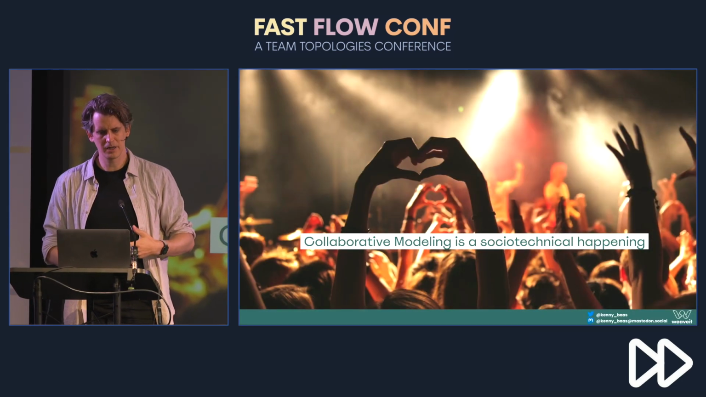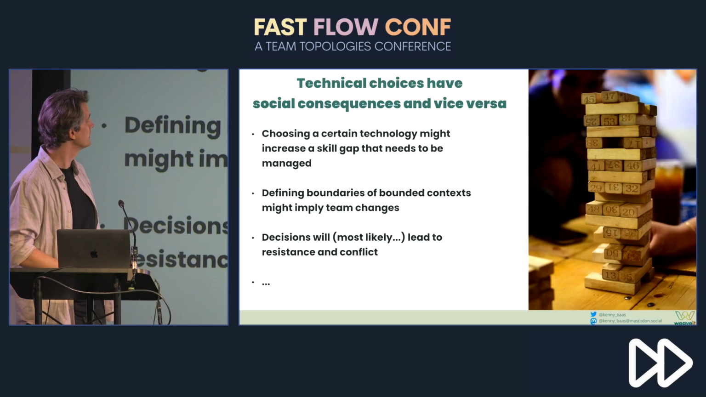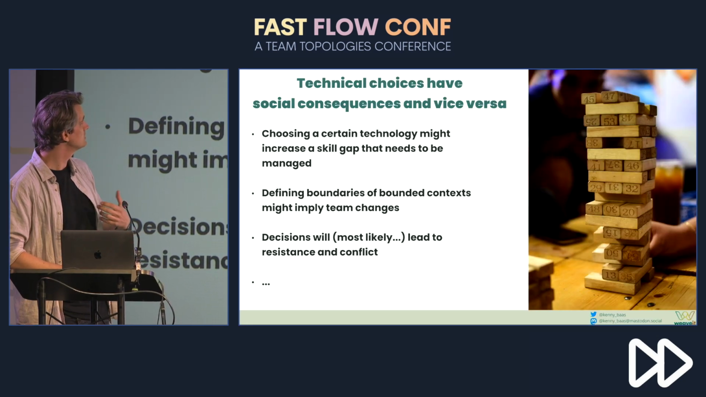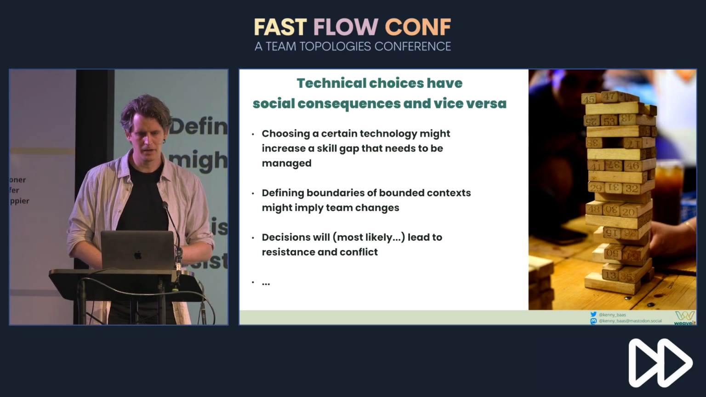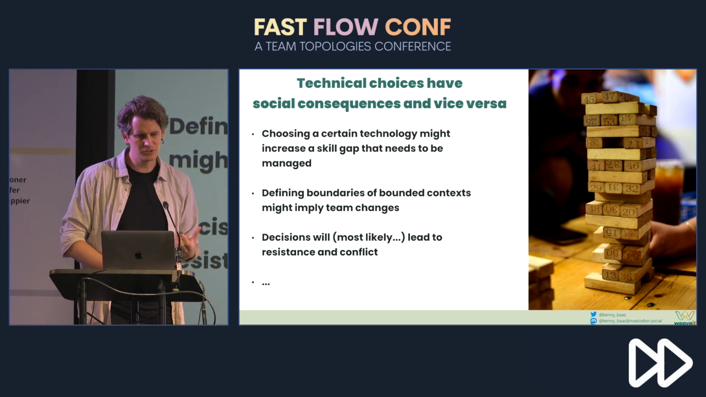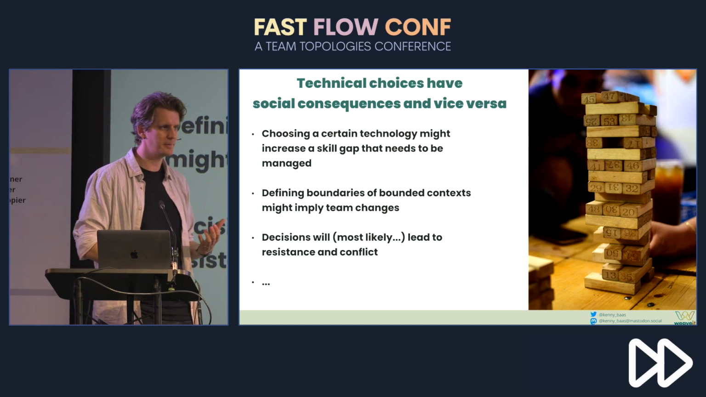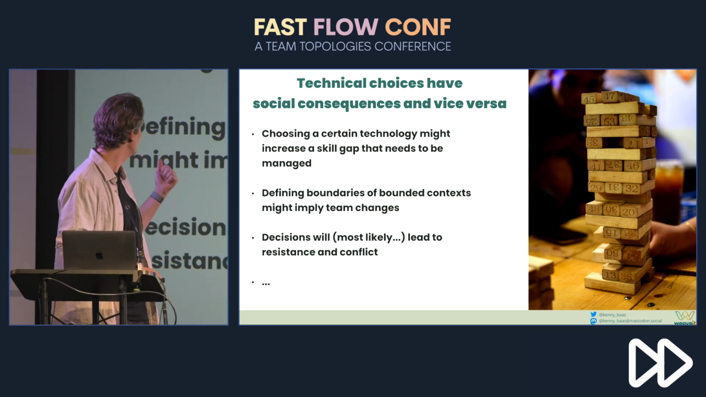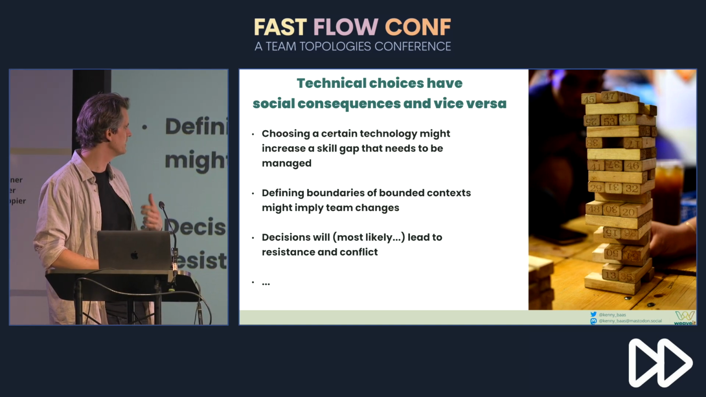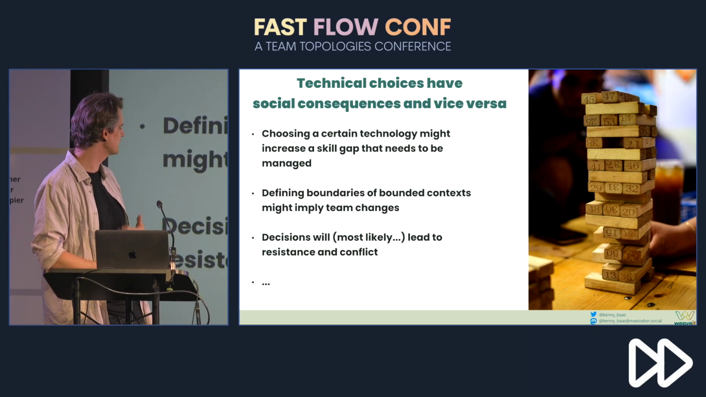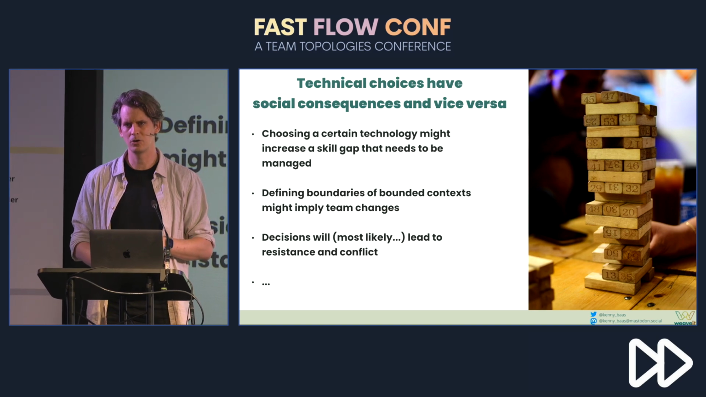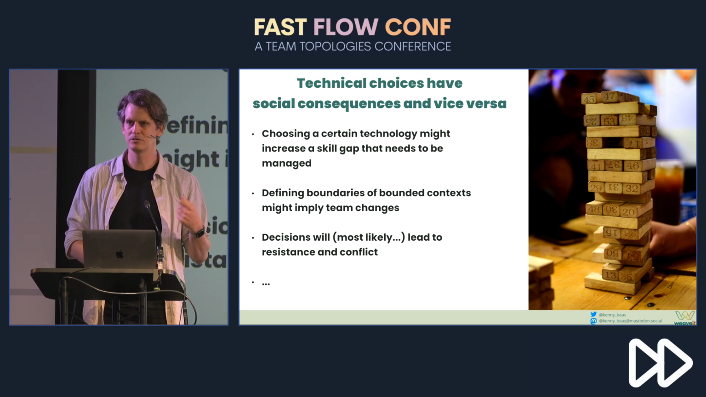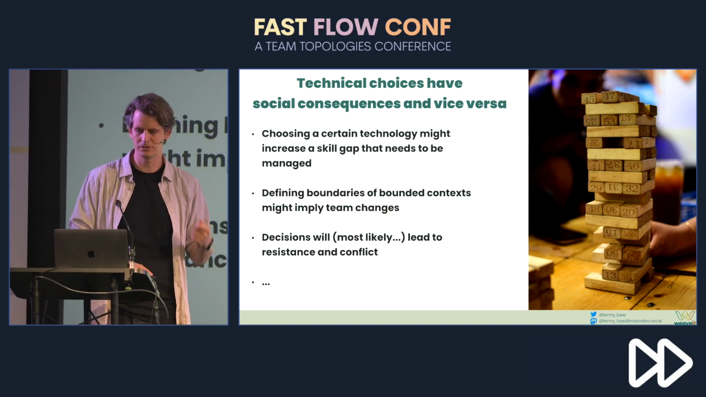So collaborative modeling is really a socio-technical happening. Technical choices have social consequences and vice versa. Choosing a certain technology might increase a skill gap that needs to be managed, right? Defining boundaries of a bounded context might imply team changes. A decision will usually always lead to resistance and conflict. So we need to deal with this all the time.